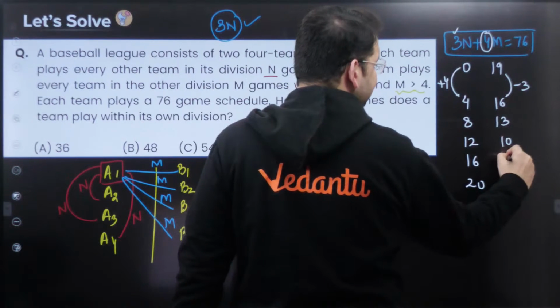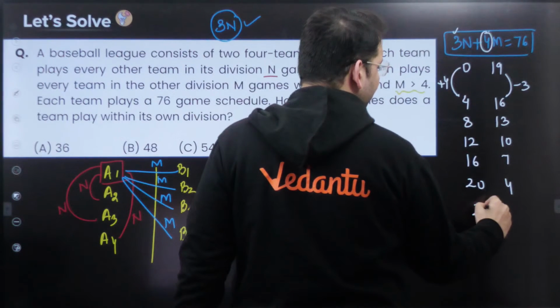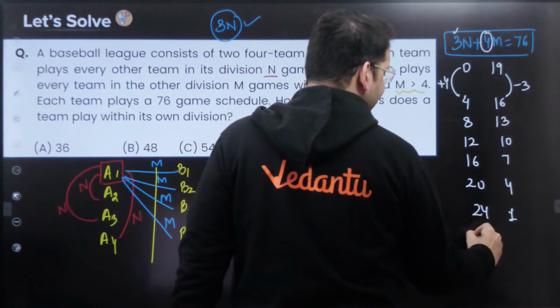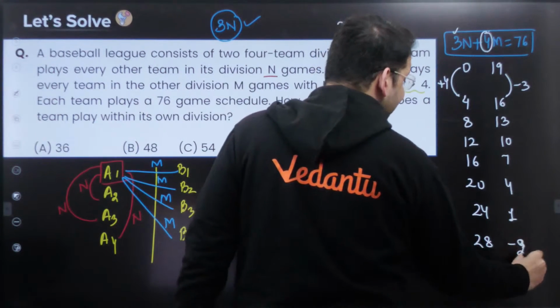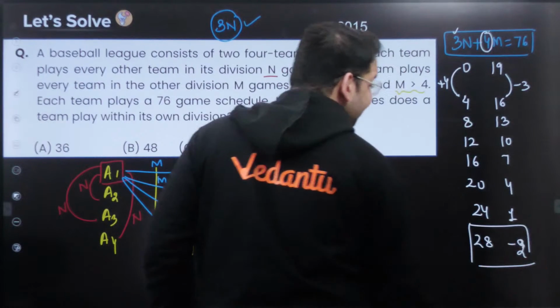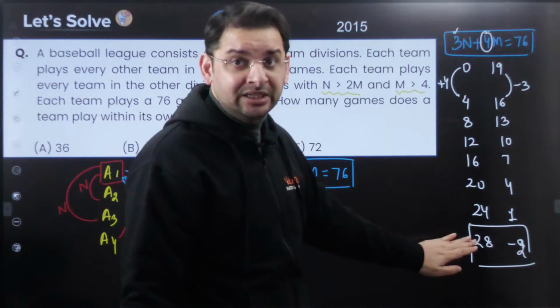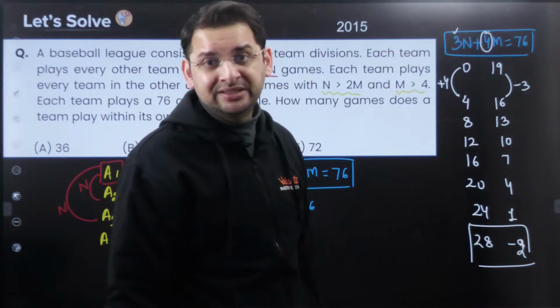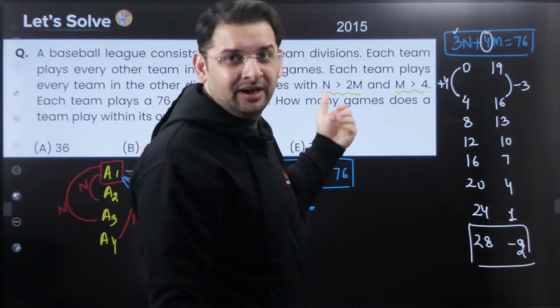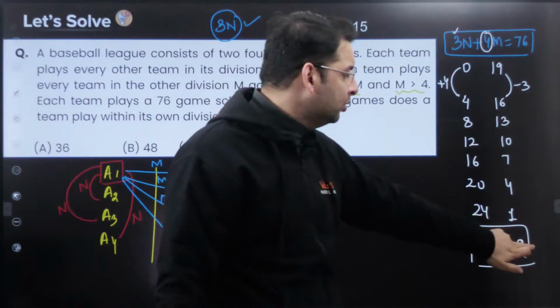So 10, 7, 4, 24, 1. After this, here 28 and minus 2. So in fact, this is also going to satisfy. If we talk about solutions, this solution will also satisfy. 3 into 28 minus 4 into 2 is going to give you 76. But again, for R, in this context, this might not hold true.